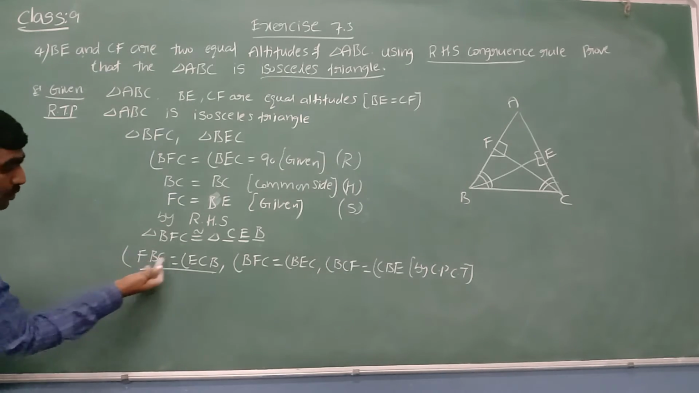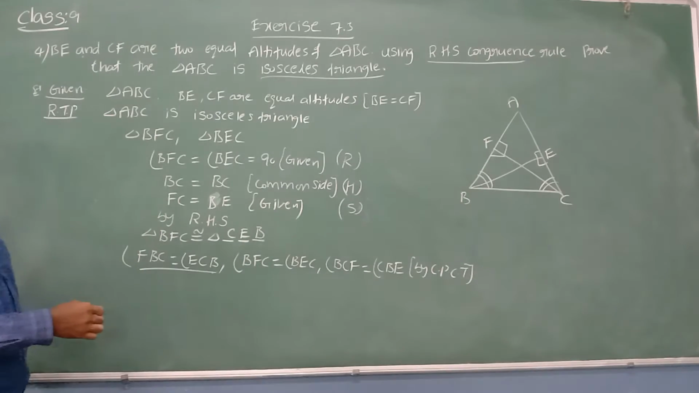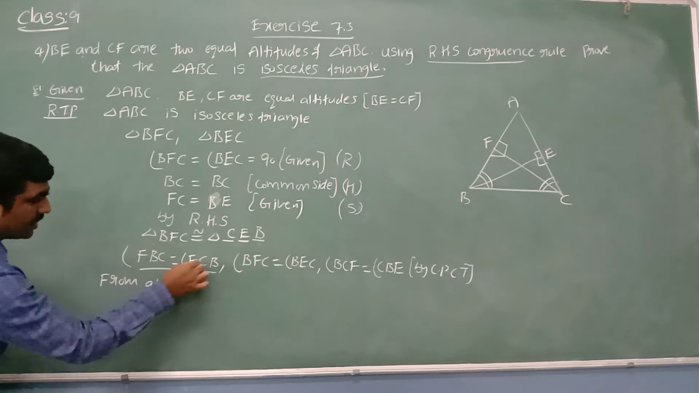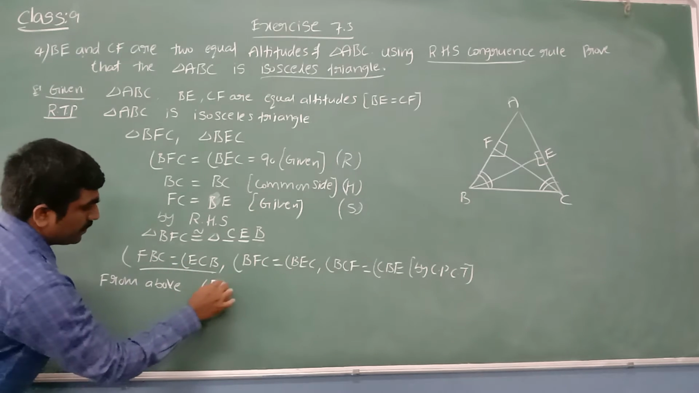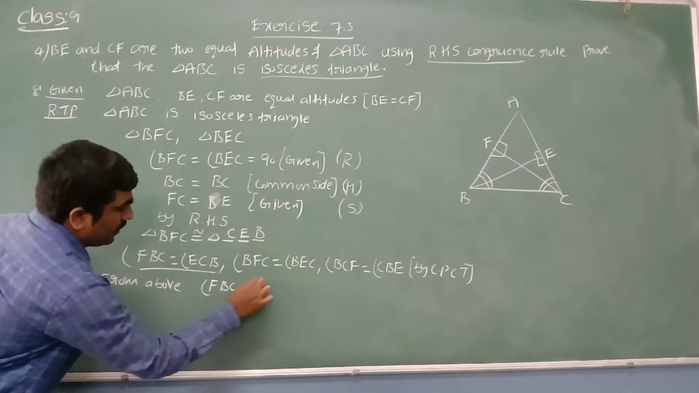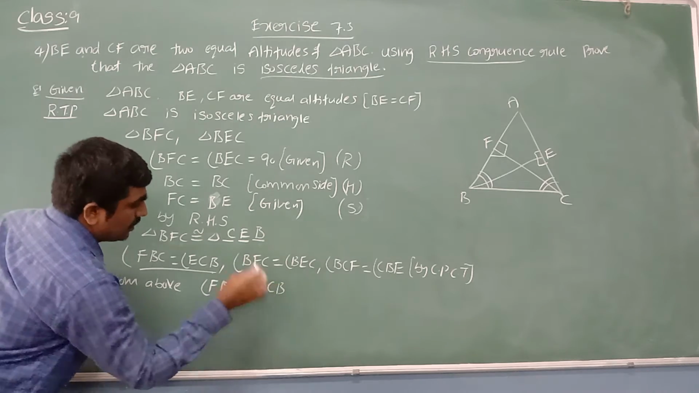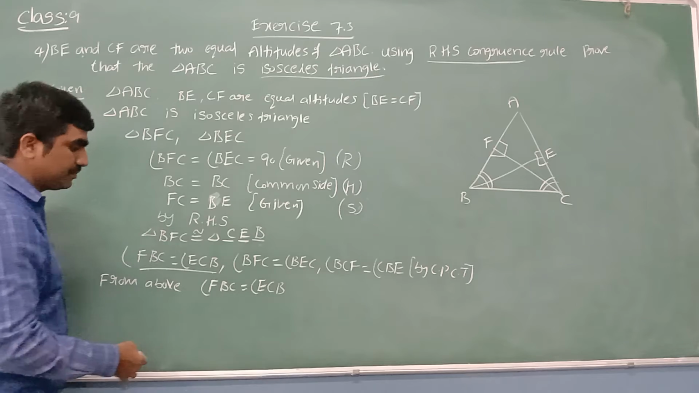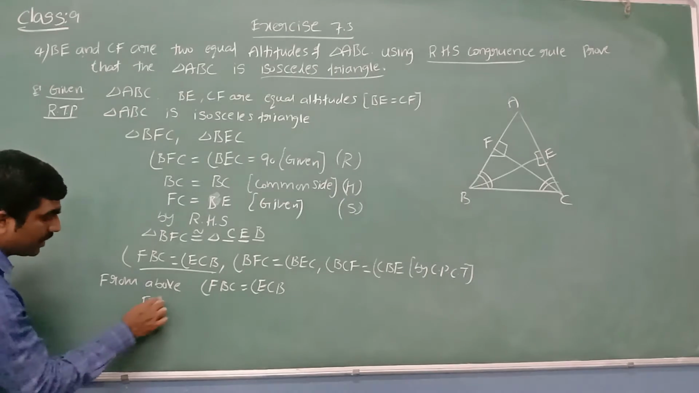Now we can write that two angles are equal, so their opposite sides are also equal. Now let me write here from above. We'll take this condition: angle FBC is equal to angle ECB. I am taking it. So we know that two angles are equal, and their opposite sides are equal. Now from this triangle we can take.